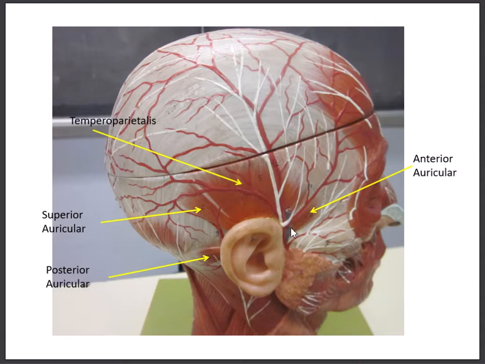The anterior auricular pulls the ear forward. The superior auricular pulls the ear up, and the posterior auricular pulls the ear down. So the auriculars pull the ear in the direction of their name.